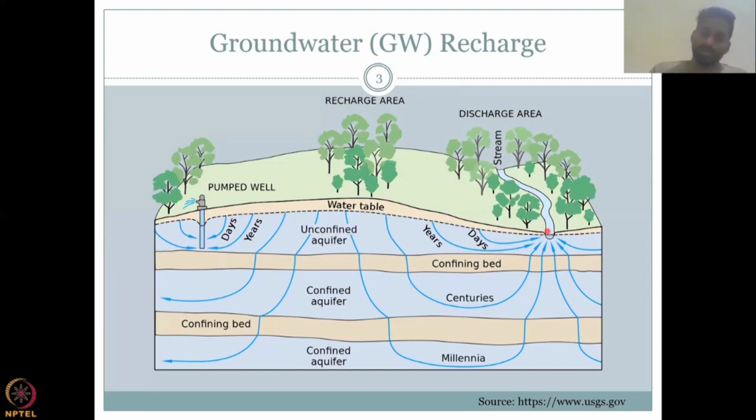Now how long does this take? This takes anywhere from days to years, because there is a good area contributing to the recharge. Contributing, as in, all along the area you have recharge points. The distance that it has to cover to get into the water table is very small, only this distance. So through gravity it moves down and mixes with the water table. This takes anywhere from days to years.